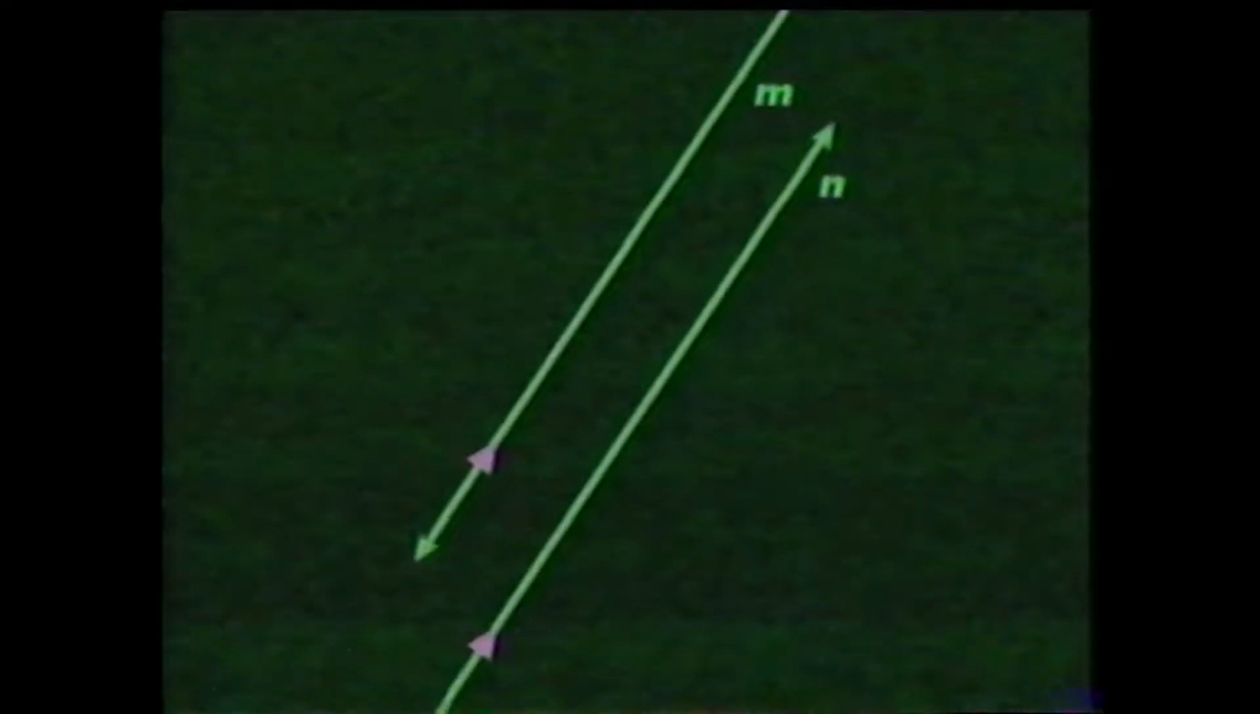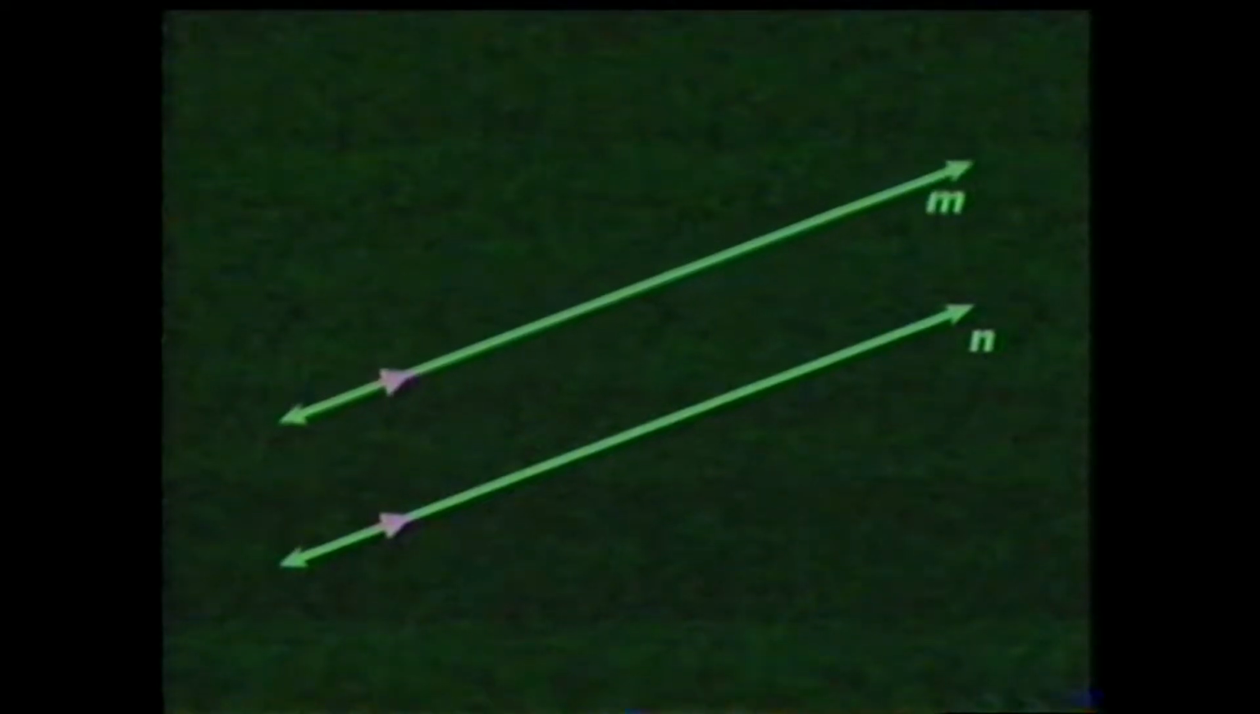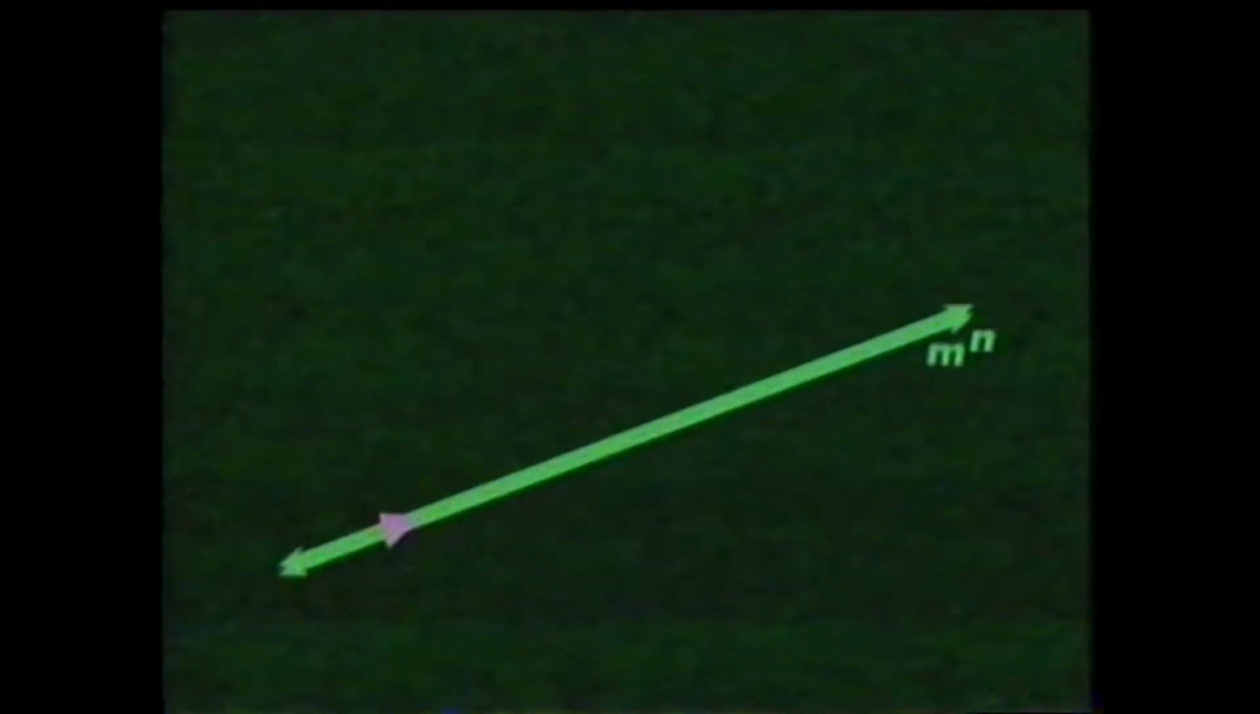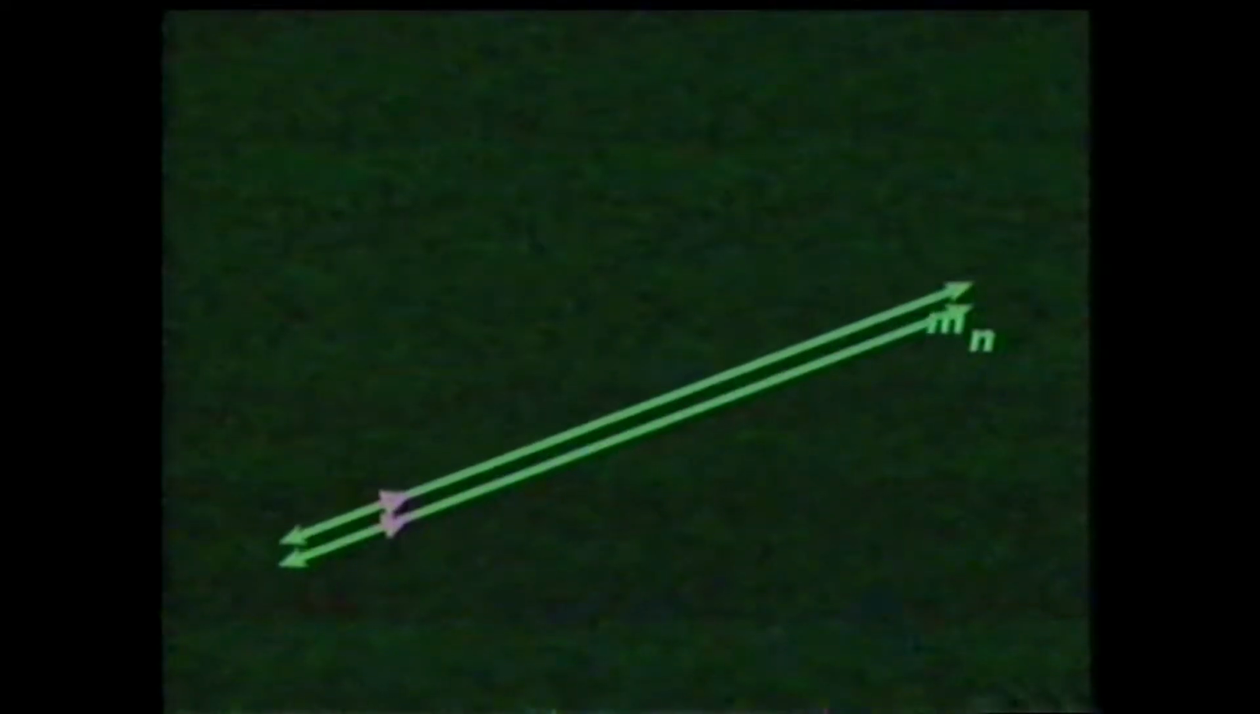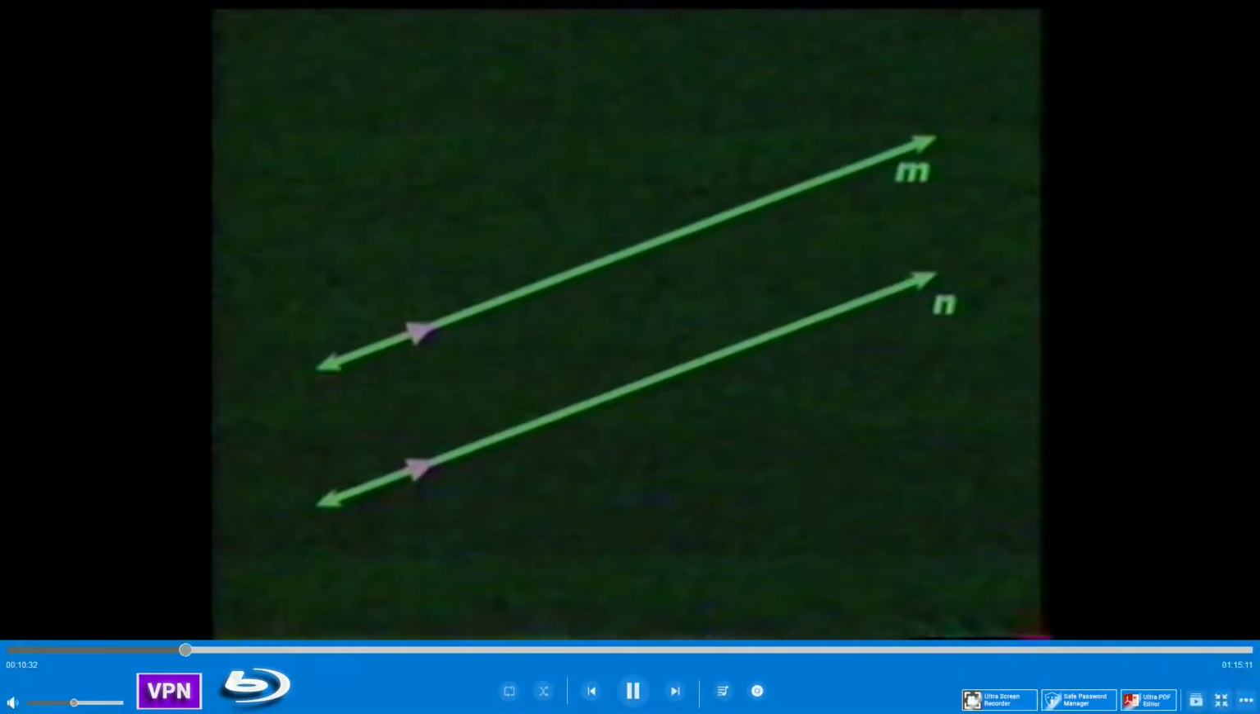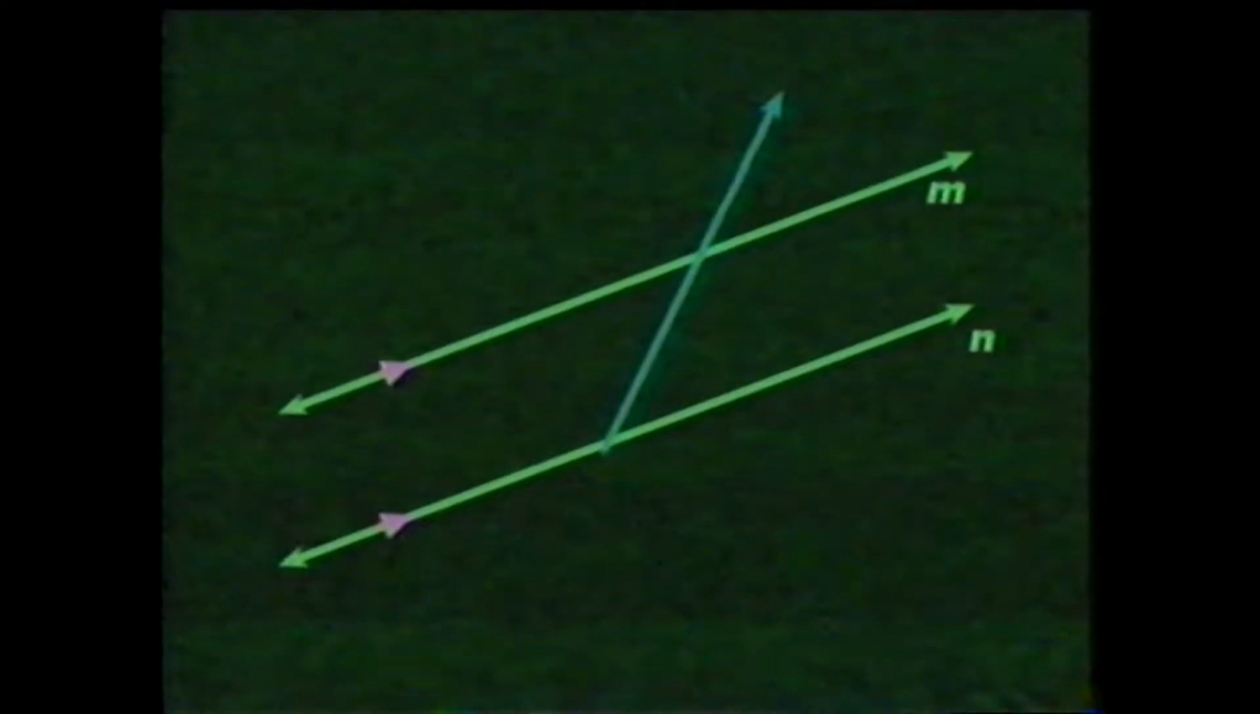Let's begin by drawing two parallel lines, M and N. These lines can be moved in many ways, but they always remain parallel. Now we will draw a transversal, T, that crosses M and N.